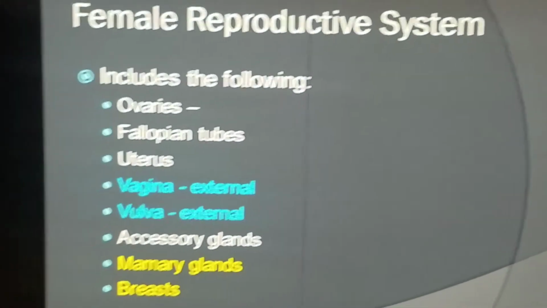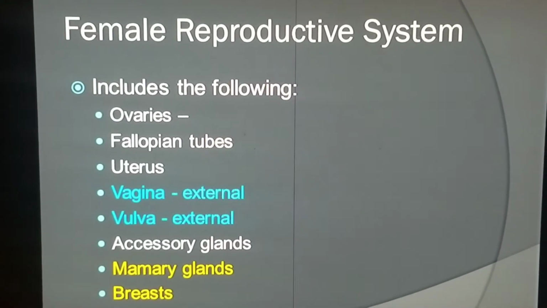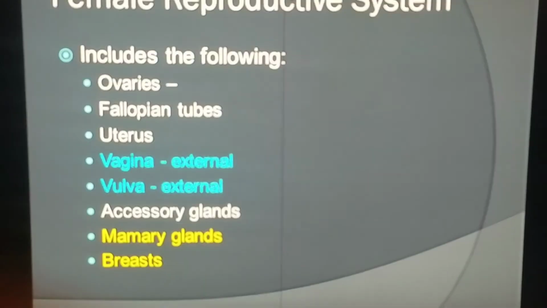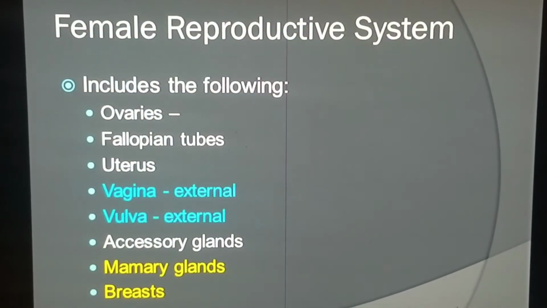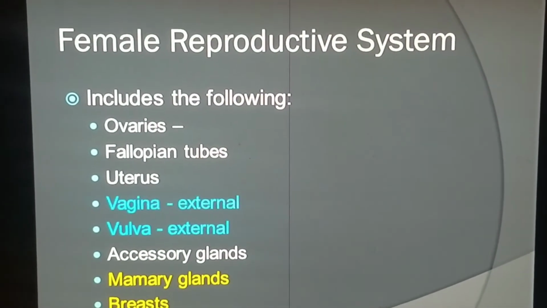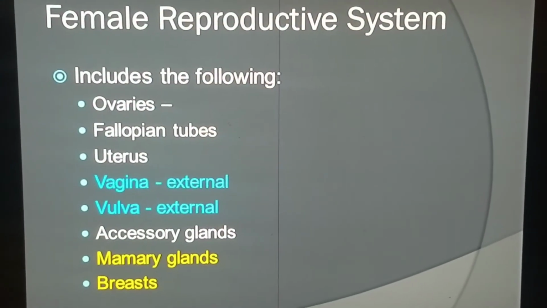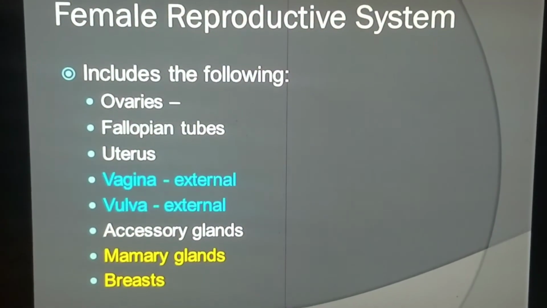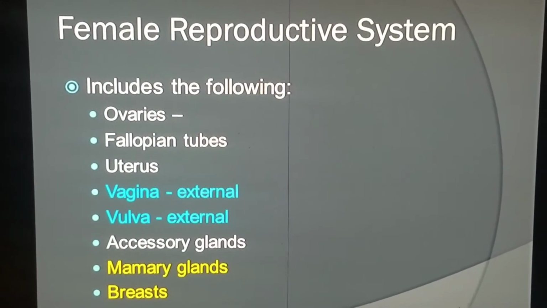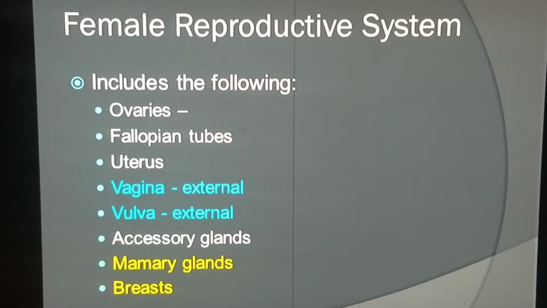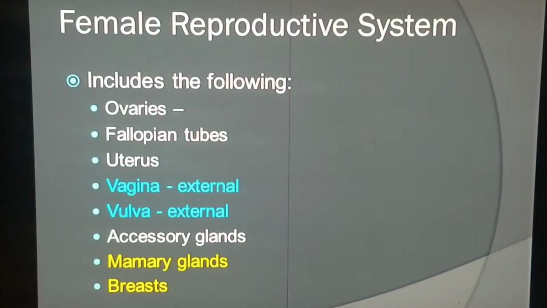Now, the parts of the female reproductive system are many. They include the ovaries, the fallopian tube, the uterus, and highlighted in blue are two external features which form part of the reproductive system of females. These are the vagina and the vulva. We have also accessory glands and mammary glands and breasts, which are highlighted in yellow because the mammary glands and the breast may not jump out at you as parts of the reproductive system of females. However, they have a very important role to play in the process.